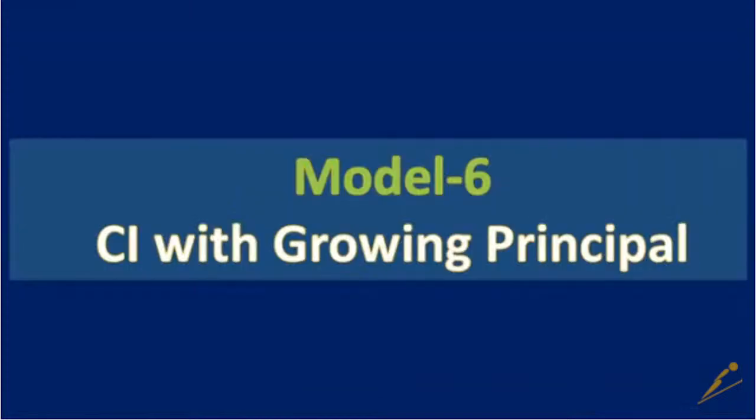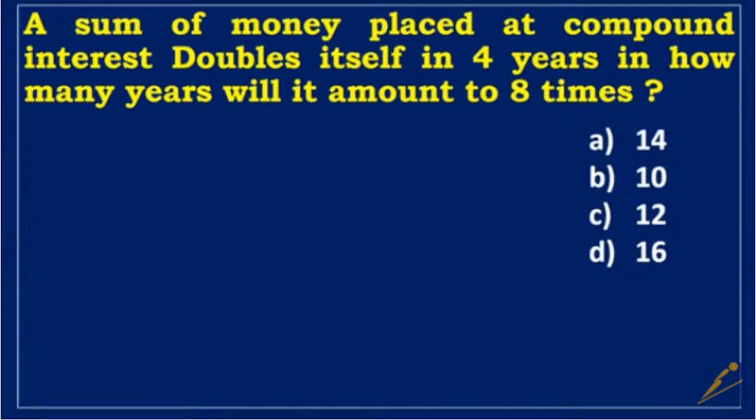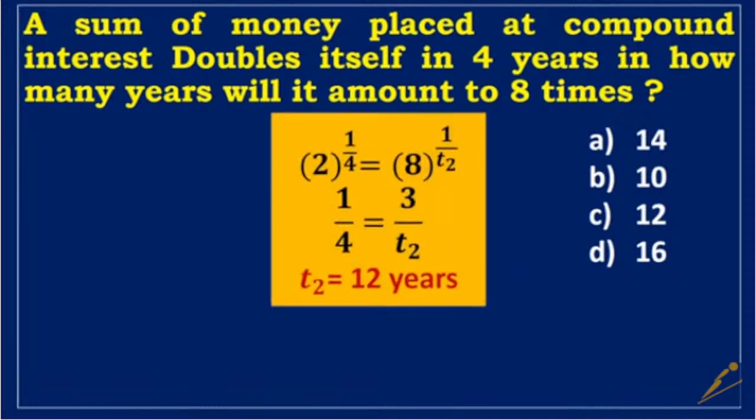Model 6. Compound interest with growing principal. Example 1. A sum of money placed at compound interest doubles itself in 4 years. In how many years will it amount to 8 times? Based on the information given, we can set up an equation. 2 power 1 by 4 is equal to 8 power 1 by t. Simplifying this equation, we get the required time of 12 years.